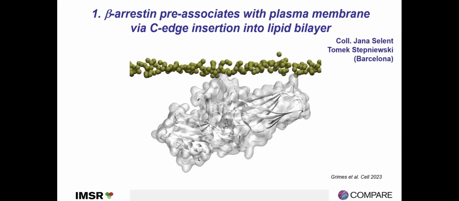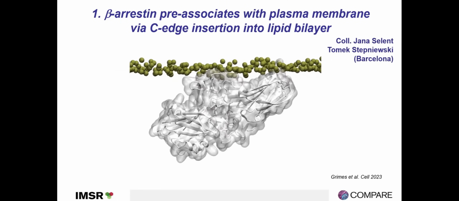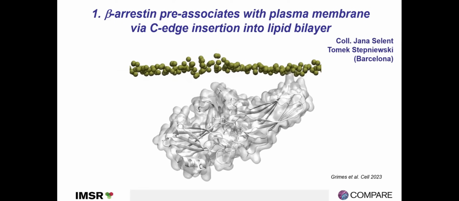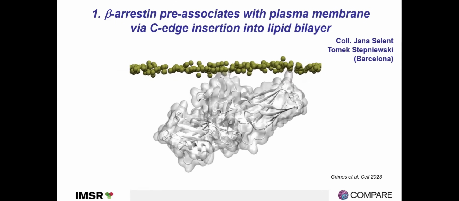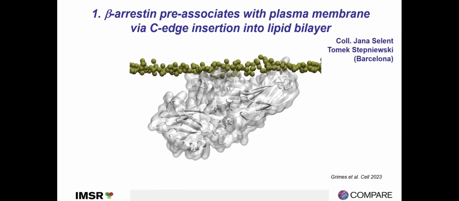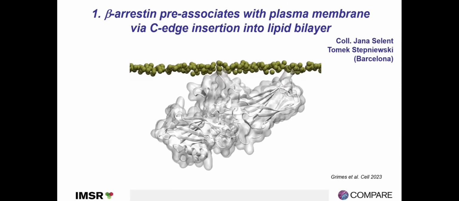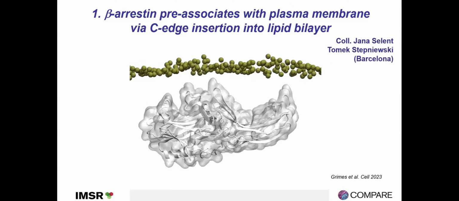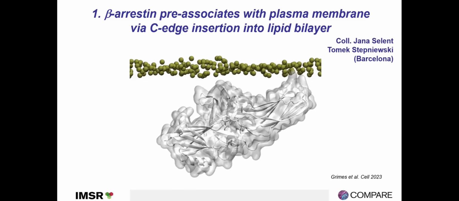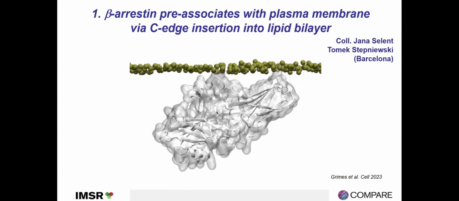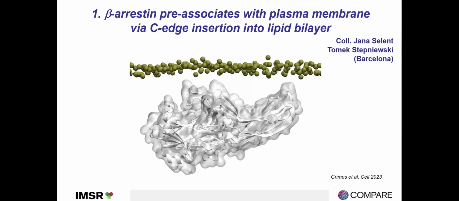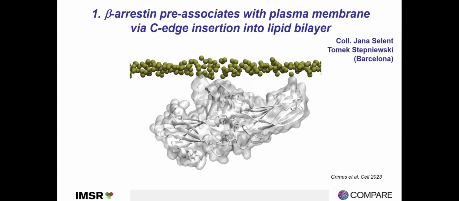The first and rather surprising thing for us came already when Jana Selent and her group in Barcelona performed some MD simulations for us. What they observed, what is shown here, is some tendency of beta-arrestin to spontaneously insert into the lipid bilayer, which initially involves this part of the molecule, which is the C-edge of the molecule.